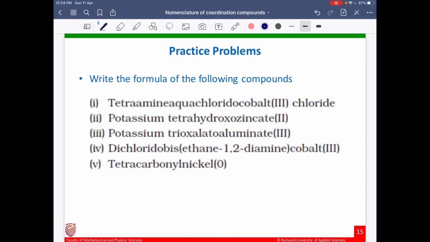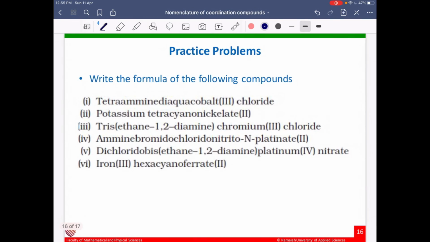Opposite: write the formula of the following compounds. The name of the complex is given, and we have to find its formula. Both these sessions we studied already, so you will be able to perform these practice problems.